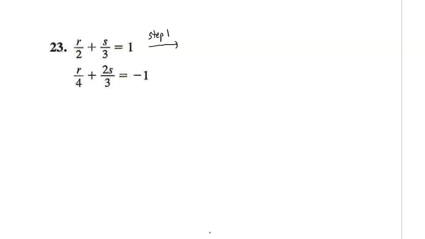I notice those fractions. To remove denominators, you multiply by the LCD. Well, what's the LCD if one denominator is 2 and the other is a 3? That's a 6. I want to multiply everything by 6 because that will cancel those denominators. We get 3r plus 2s is equal to 6.